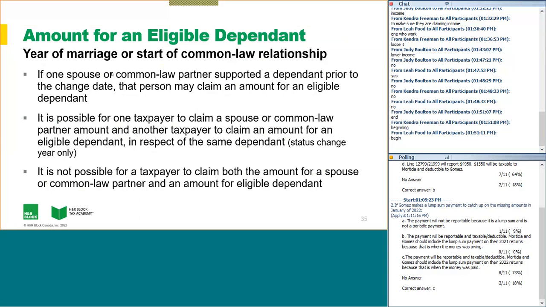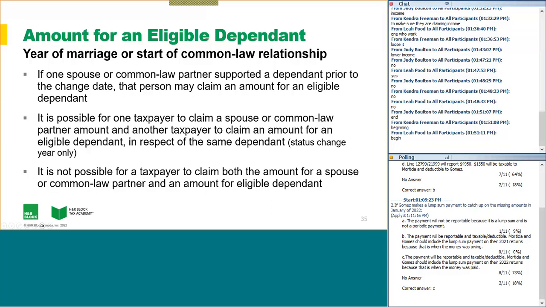Okay. It's not possible for a taxpayer to claim both the amount for spouse or common law partner and eligible dependent. Pick one. Pick the better one. Factor in if someone else is going to claim the eligible dependent, then you can't claim that one. Then you claim the spousal amount. Put all the options on the table, rule out the ones that don't apply, and then see how the other ones interact with each other. What is the best that I can get out of whatever's left over? Okay.